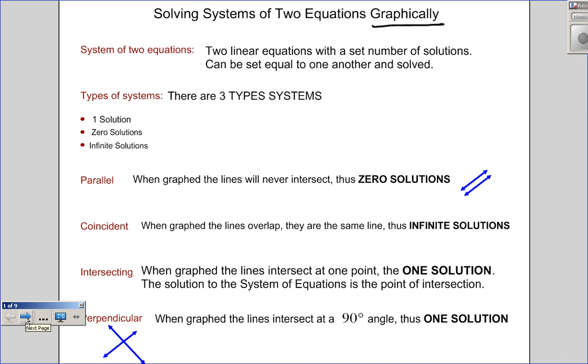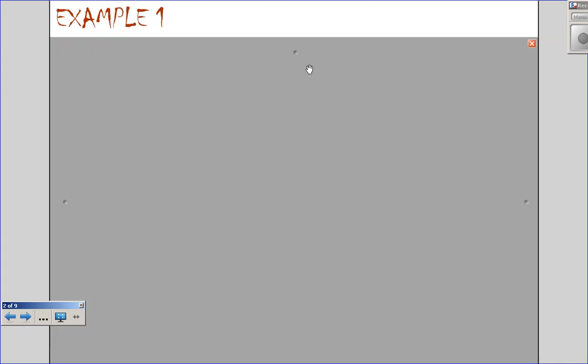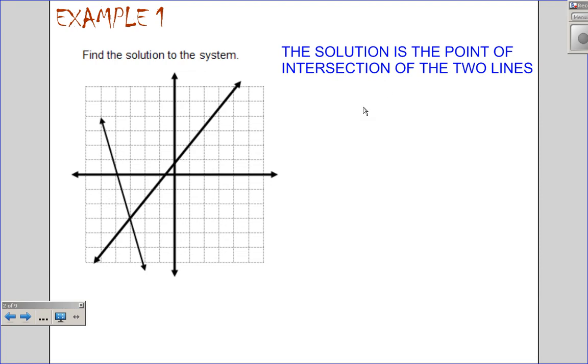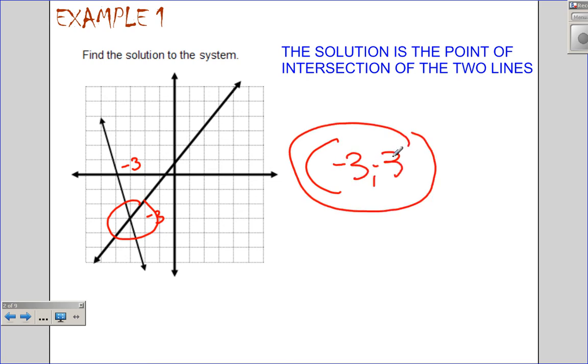So let's take a look at example 1, and I want to find the solution to this system. So the solution to this system of two linear equations is the point of intersection of the two lines. So I'm just looking, where do the two lines intersect? They intersect right at this point. Well, what are the coordinates of that point? Well, it's 1, 2, 3, so that's -3, and 1, 2, 3, -3. So my solution is -3, -3. And that's it. That's the solution.